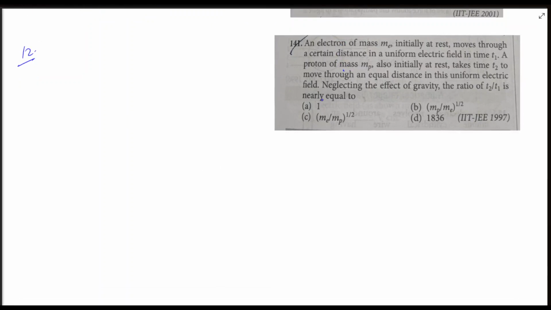Let's see what we have here. Electron of mass me, initially at rest, moves through a certain distance in a uniform electric field. So we have an electron, and in a uniform electric field it is moving. Like we have studied, the electron moves in the direction opposite to the electric field. And a proton initially at rest, so it is taking a time.